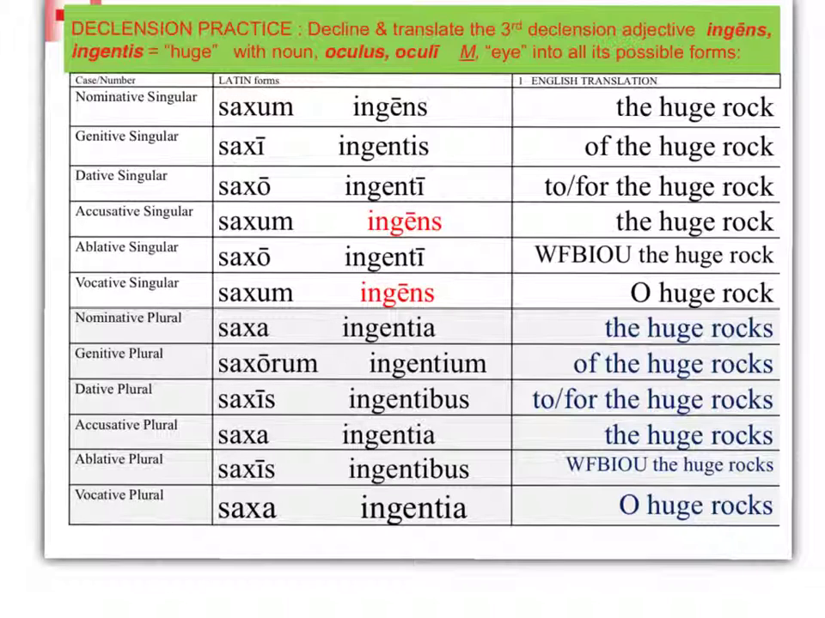Alright guys, how do we do? Here's the Latin with the English translations. Notice I put in red ingens, because that's following the neuter rule. The accusative and the vocative must equal the nominative. So same thing here in the plural. Please pause the video and check your responses.